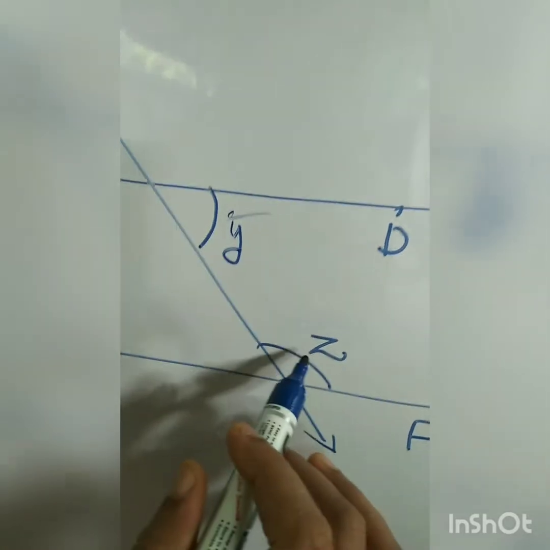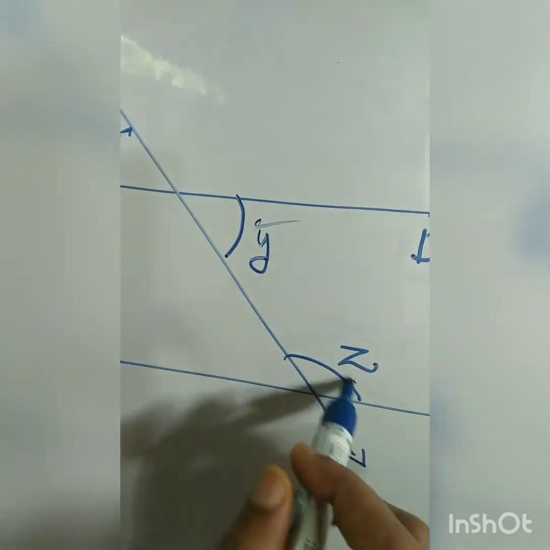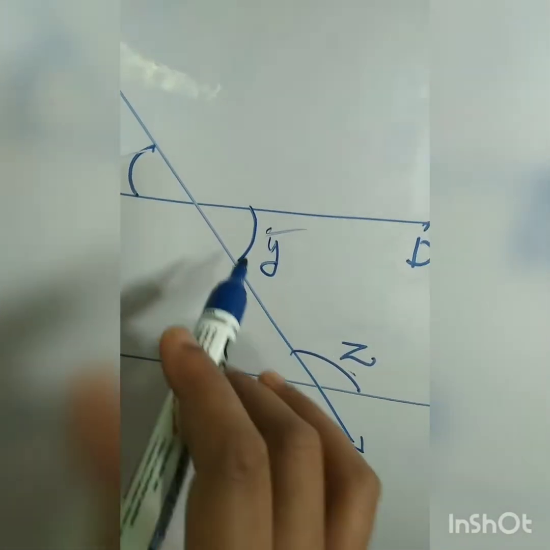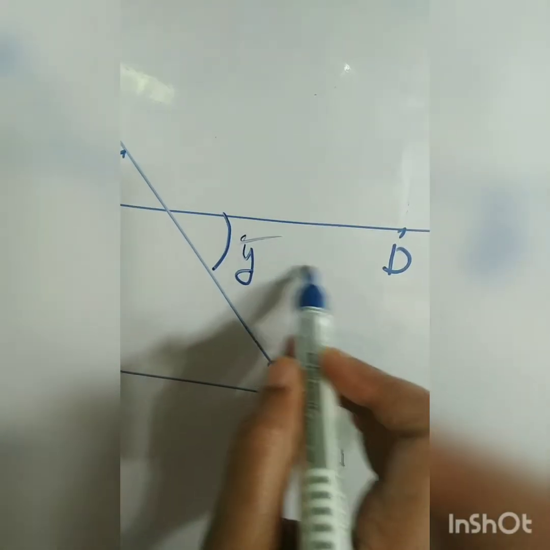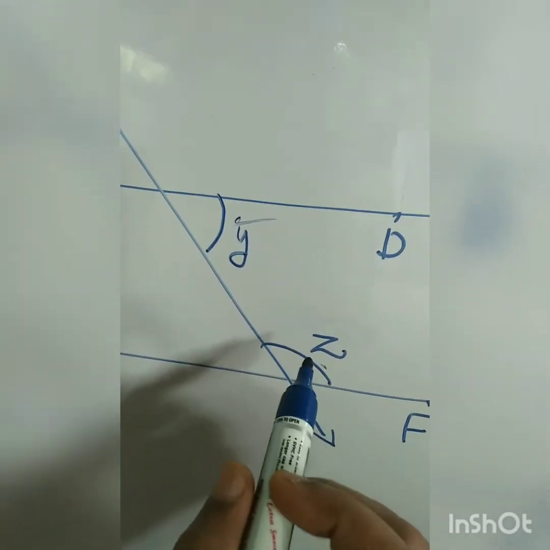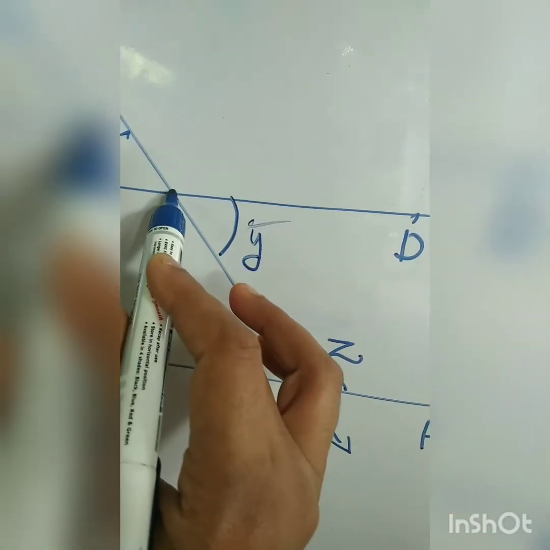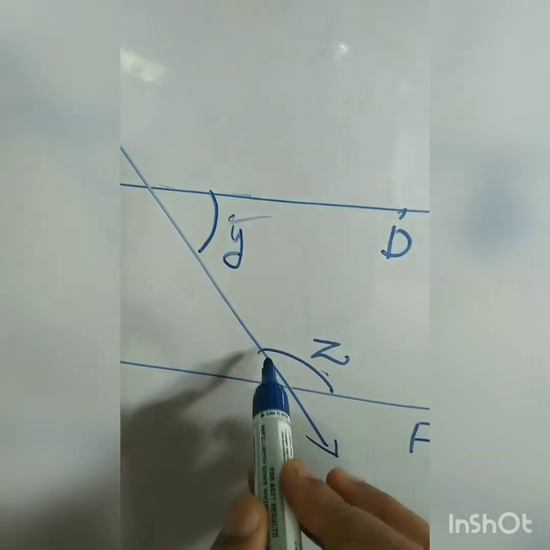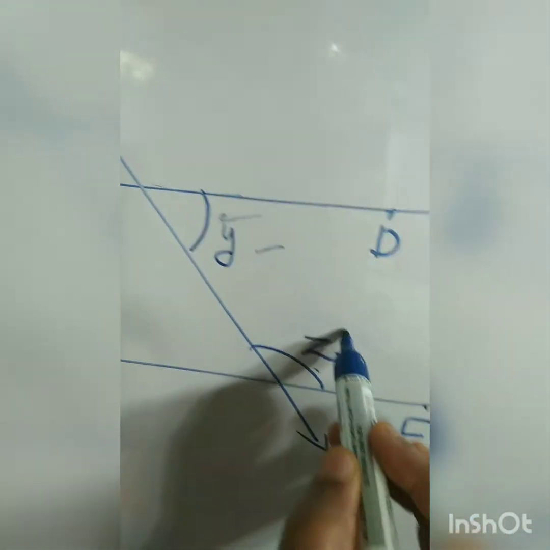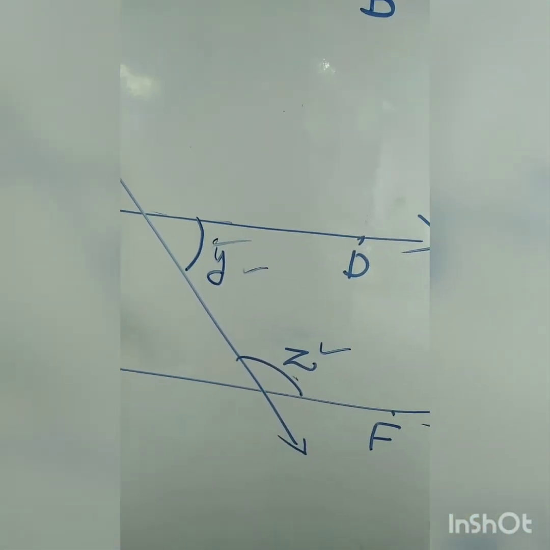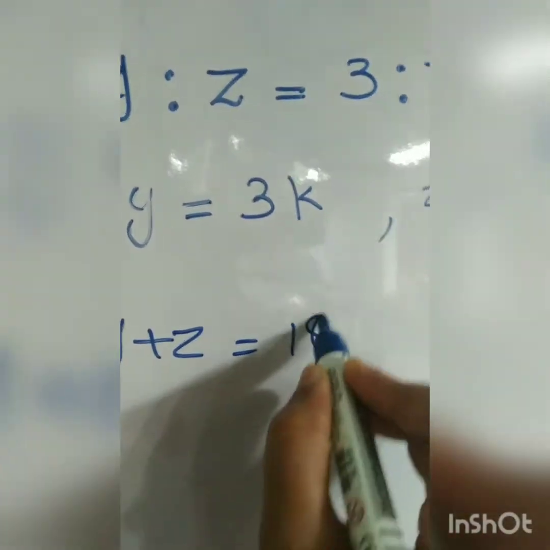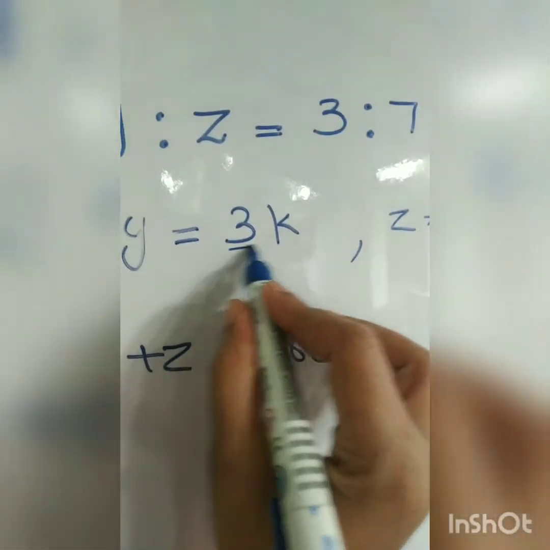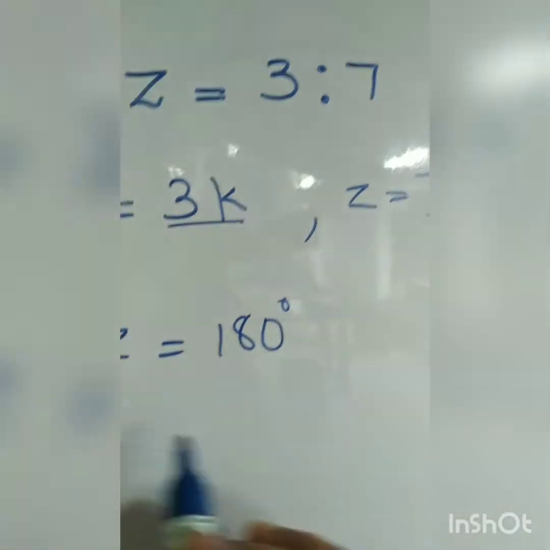Now see Y and Z. They are interior angles on the same side, that means co-interior angles. Now what is the property of co-interior angles? Their sum is 180 degrees. Interior angles on the same side, their sum is 180 degrees. Apply that. So Y plus Z is equal to 180 degrees. Now replace Y by 3K, Z by 7K.